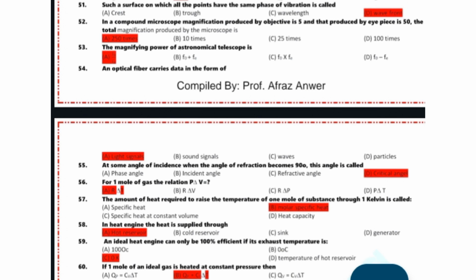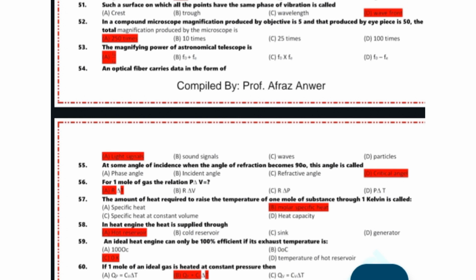In a compound microscope, magnification produced by the objective is 5 and that produced by eyepiece is 50. Then total magnification produced by the microscope is 250 times. The magnifying power of astronomical telescope is f naught over fe.